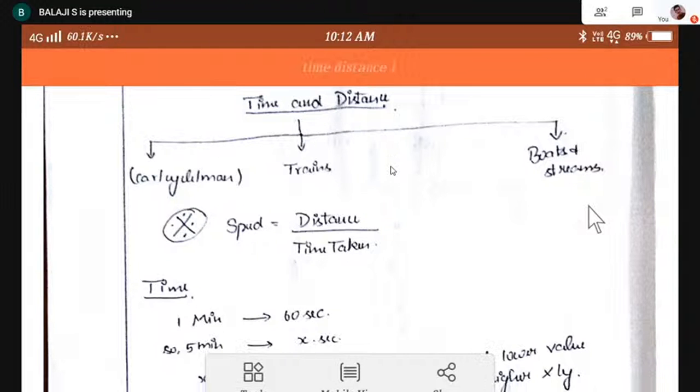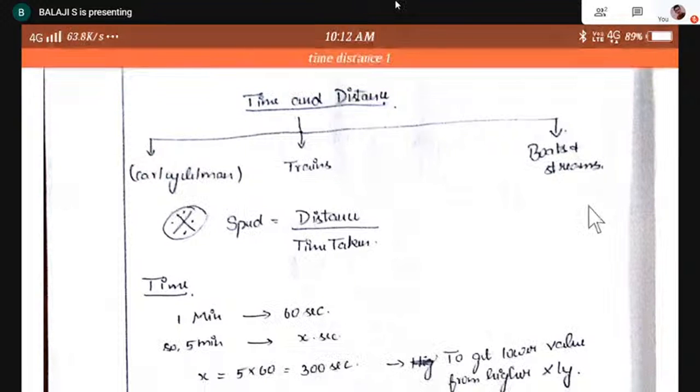So let's get started. In today's topic, we have time, distance, and work. Work is eliminated because it is a vast syllabus. Time and distance is also a vast syllabus. So we are covering only time and distance today.